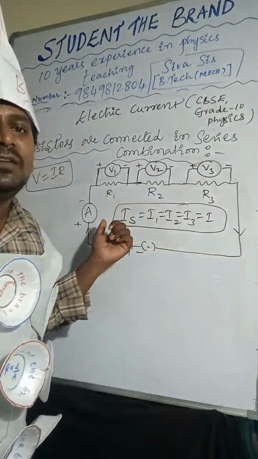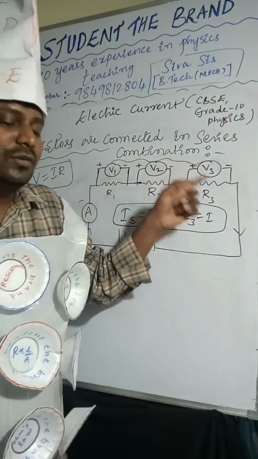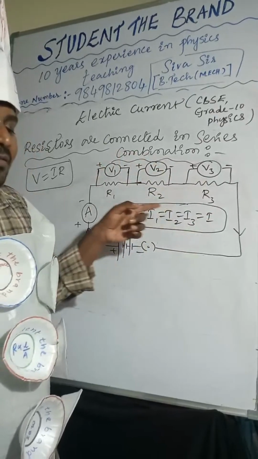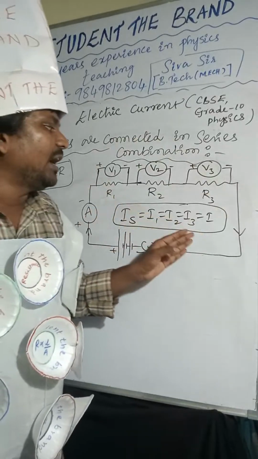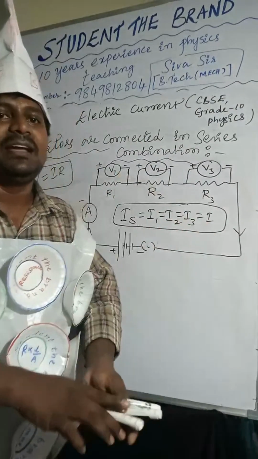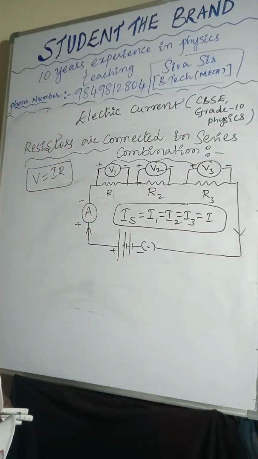Whatever the current flowing from the battery, the same current will flow through the entire circuit. That's why IS equals I1 equals I2 equals I3 equals I. I hope it is very clear. Now we are going to the next one.